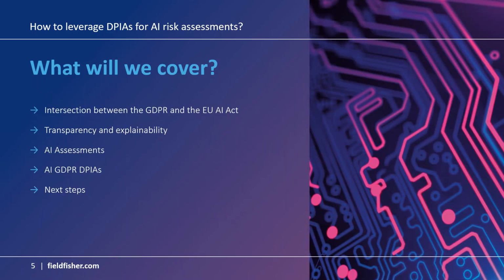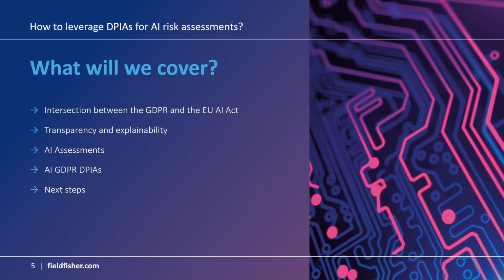Okay, so what are we going to cover today? Well, we're going to look firstly at the intersection between the GDPR and the EU AI Act, because our focus largely is going to be on how we can leverage DPIAs in particular for AI risk assessments and how we can build atop some of the governance policies and procedures that we might already have in place from a privacy perspective in order to meet compliance obligations under the EU AI Act and indeed to ensure ethical AI implementation across the board. So we'll look at that intersection.